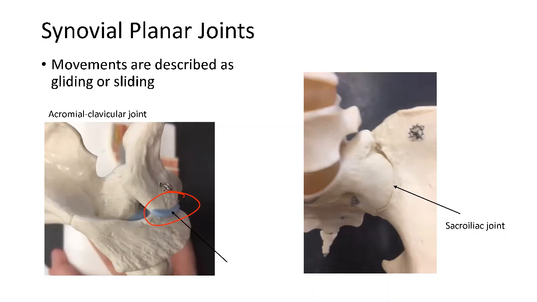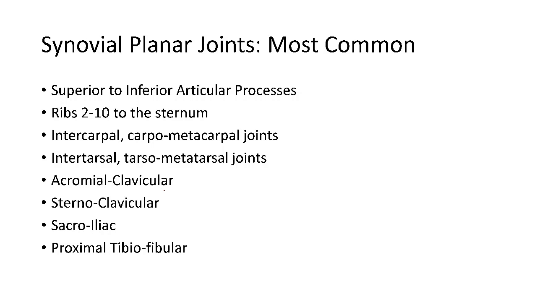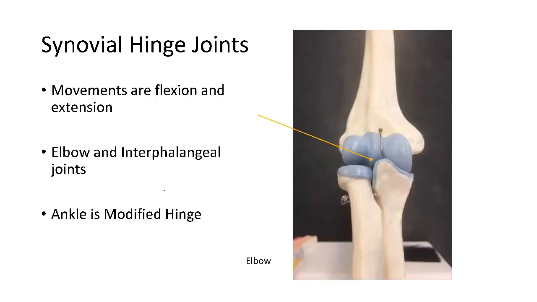There are many. This is actually one of the largest groups of joints. We have a lot of different planar joints. There's a more complete list in the joint photo document. It is the most common, and I've given a whole long list here of everything from the intercarpal to the sacroiliac, the proximal tibiofibular, many different examples.